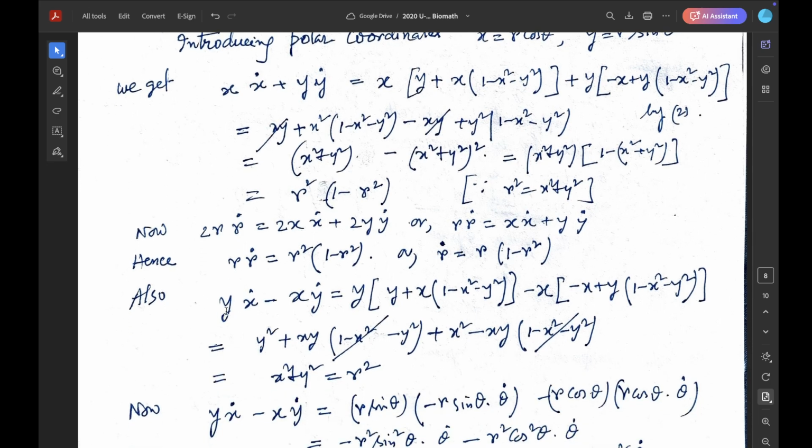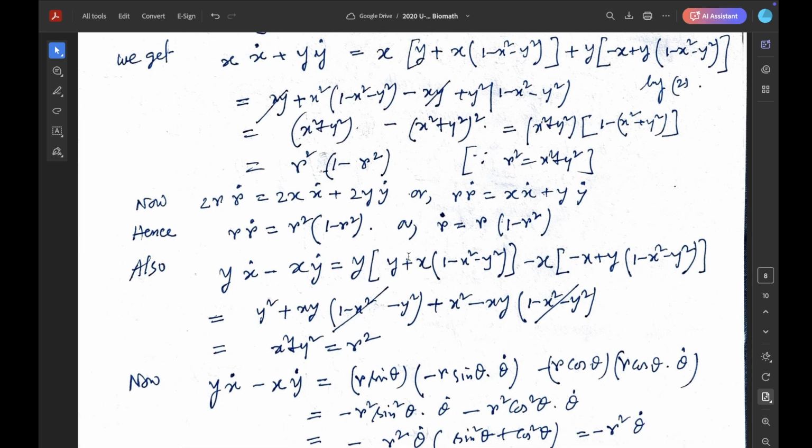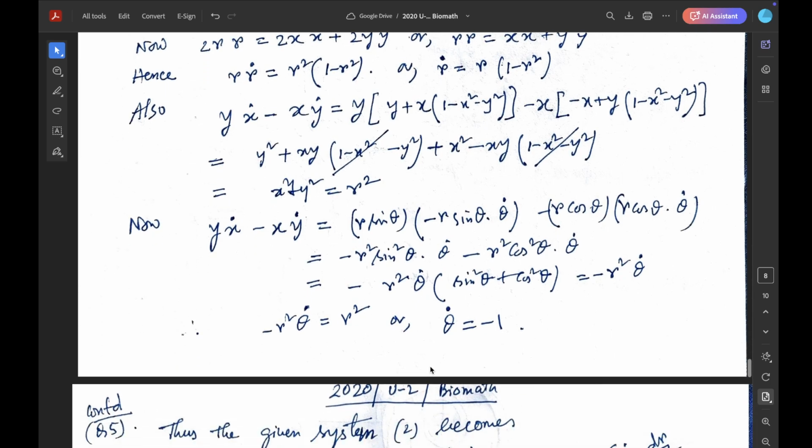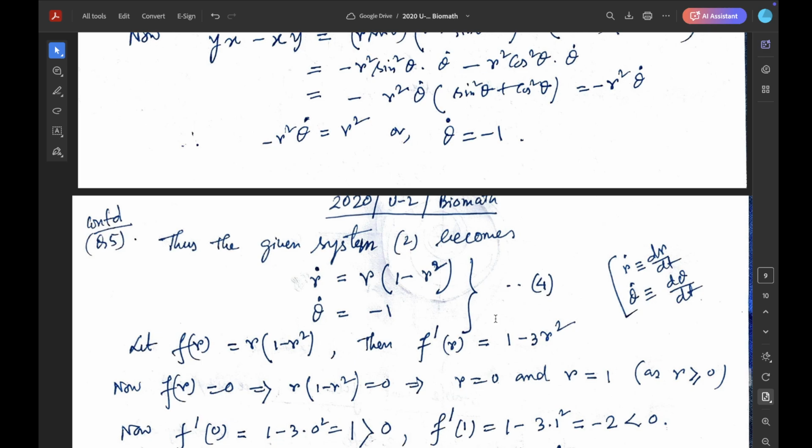Next, if we find x x dot minus x y dot, after simplification, putting this value of x dot and y dot, we get this equal to r square. Now y x dot minus x y dot: y means r sin theta, and x dot means minus r sin theta theta dot, and x equal to r cos theta, so we get minus r square theta dot, and hence theta dot equal to minus 1. So the given system reduces, in polar coordinates, to r dot equal to r bracket 1 minus r square and theta dot equal to minus 1.